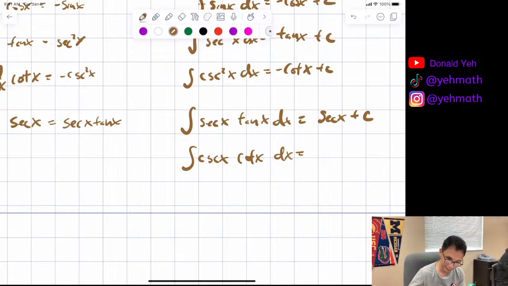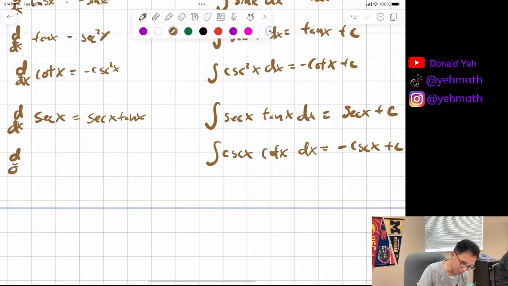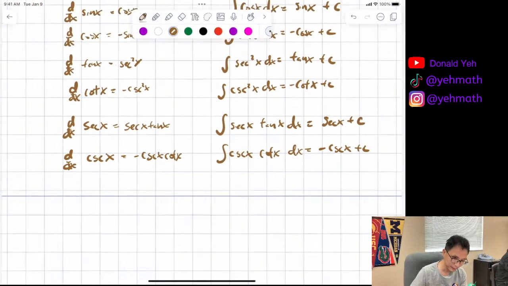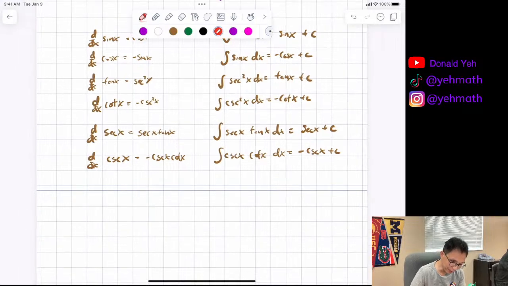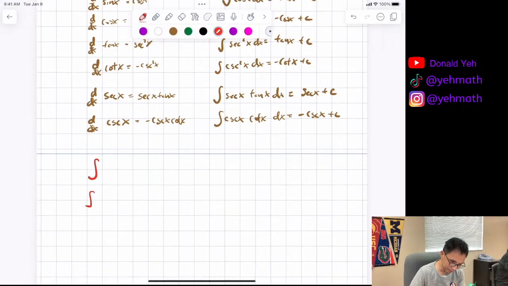Negative cosecant x plus C. Negative cosecant x plus C. That's excellent. Because the derivative of cosecant of x is equal to negative cosecant of x cotangent of x. Okay, so we know all the integrations, mostly. Can you figure out which four I did not mention? Which four integrations did I not mention? Tangent of x, good.